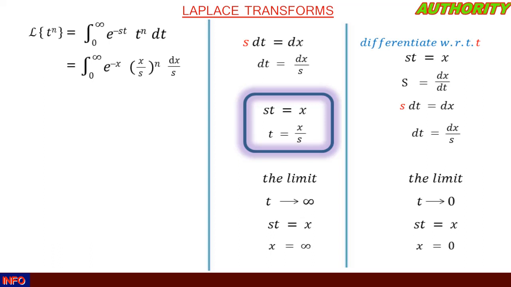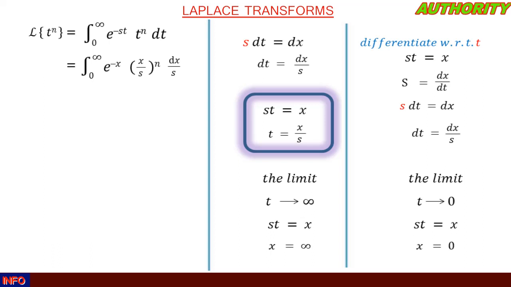And then, in this st is equal to x, we make t the subject, and we obtain that t is equal to x all over s. So in place of this t, we can write x all over s in bracket raised to the power of n. Okay, good. Multiply by dt. When we differentiate with respect to t or with respect to x, and we make dt the subject, we obtain that dt is equal to dx all over s. So in place of dt, we write what? dx all over s.